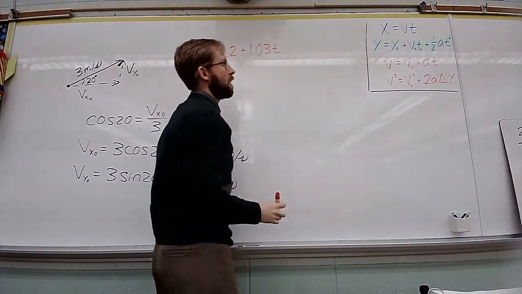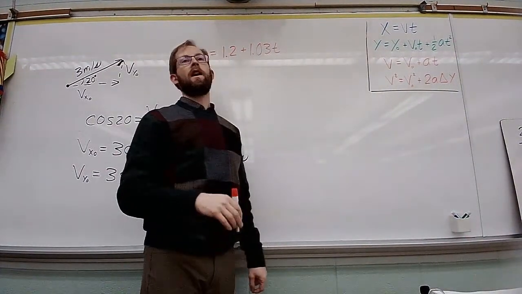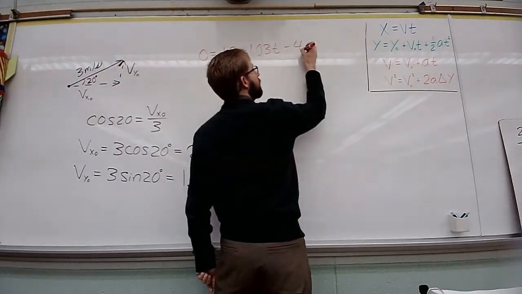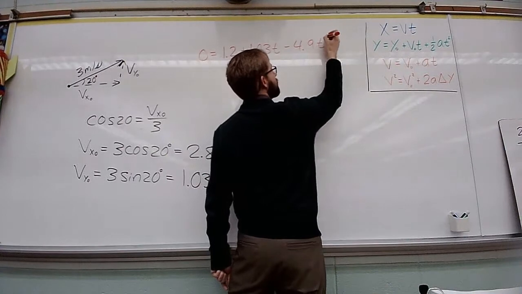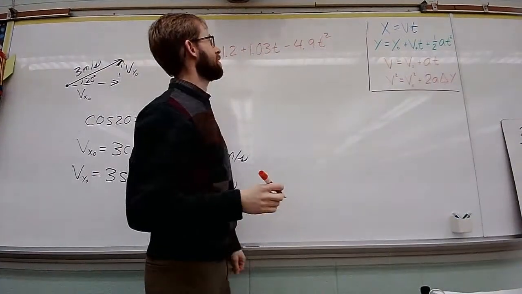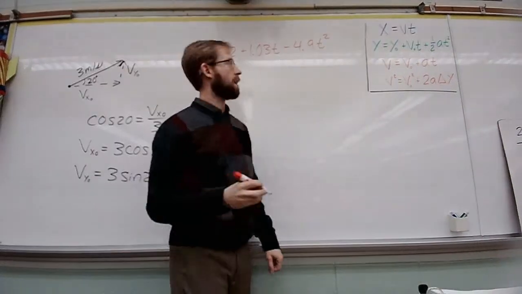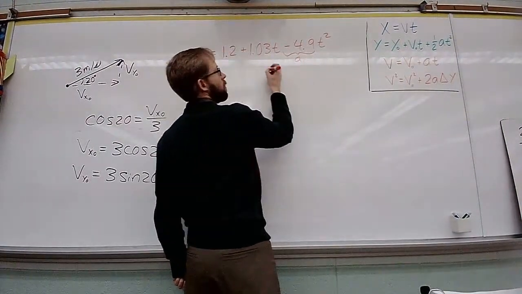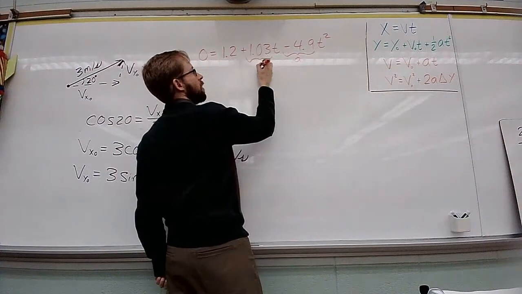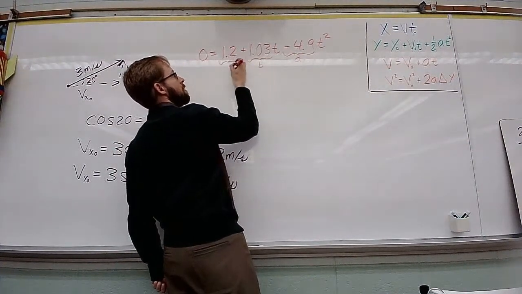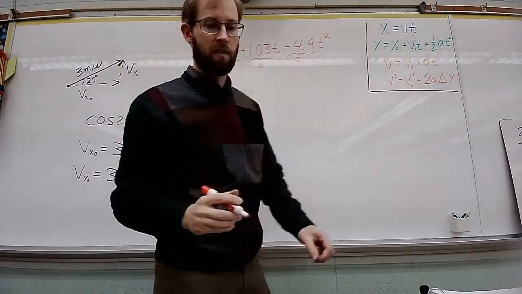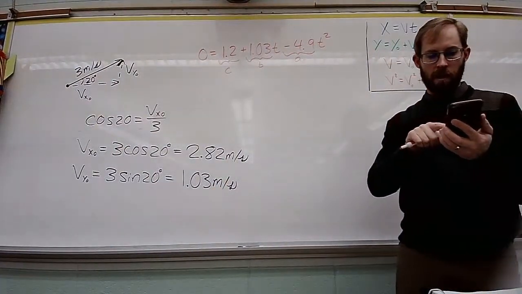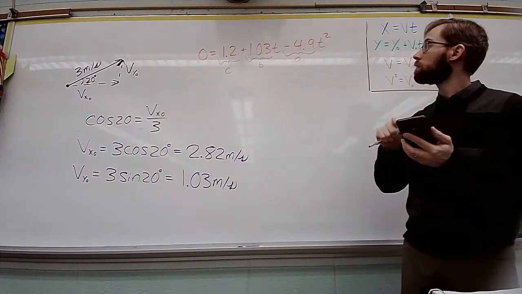And then we've got 1/2 at squared. 1/2 times negative 9.8 is negative 4.9. Then you've got t squared. And there's your friendly neighborhood quadratic. Negative 4.9 is your A. 1.03 is your B. 1.2 is your C. So you just go ahead and plug that in, which I'm going to do.